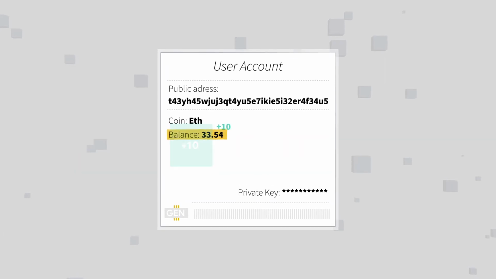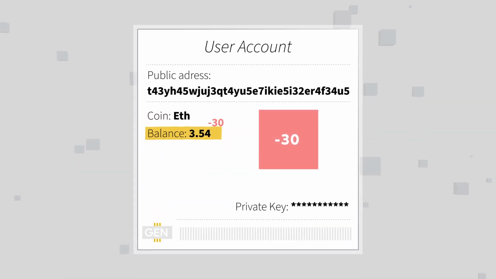In many respects, account-based chains such as Ethereum operate in a similar fashion to traditional bank accounts. The wallet's balance increases when coins are deposited and decreases when coins are transferred elsewhere. The crucial difference here is that unlike UTXOs, you can use your balance partially.